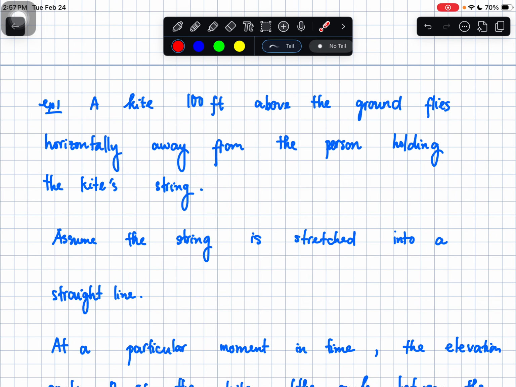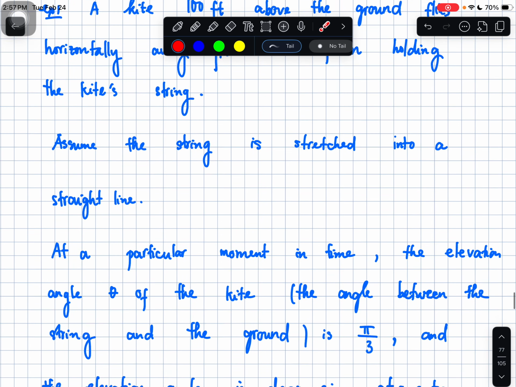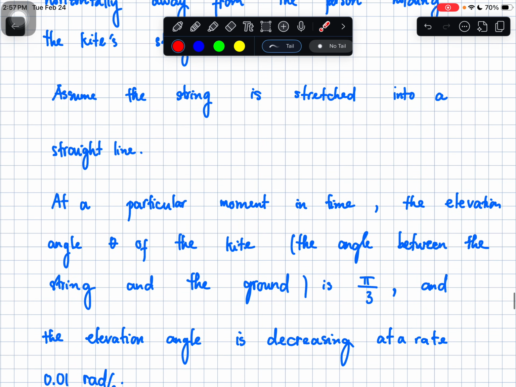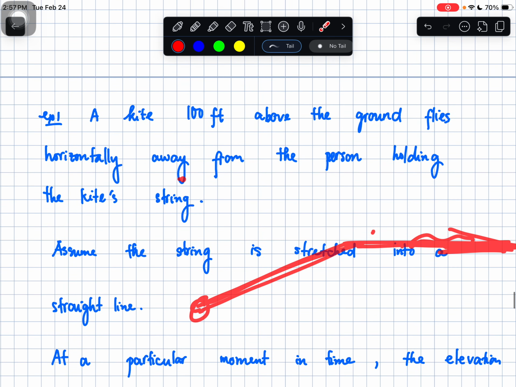A kite flies horizontally away from the person holding the kite string. Assume that the string is stretched into a straight line. Okay, so there's a kite here flying, and it flies horizontally. Say the person is here, the string is there. So it just goes like this, and they said it's like 100 feet above the ground.